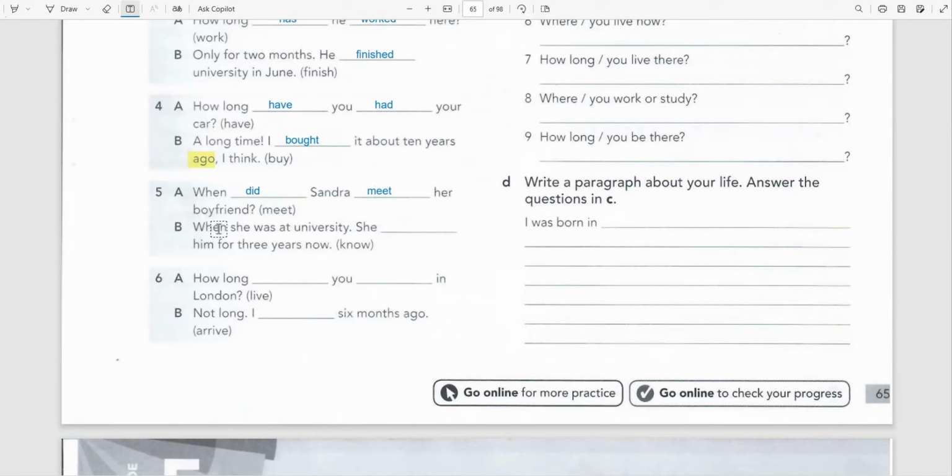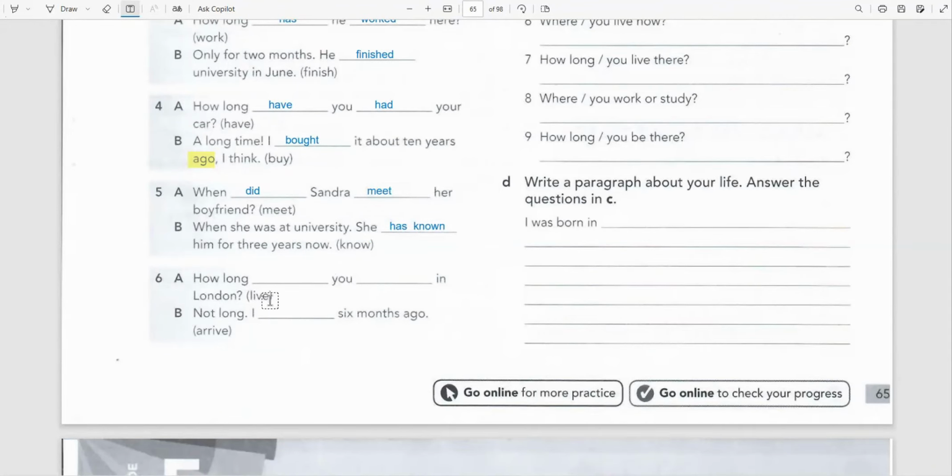No, the answer is when she was at university. Now, we got the word now. For 3 years now. So now for 3 years. That's a period. That means they still know each other. So that has to be put in present perfect. So that will be she has. Past participle of know is known. She has known him for 3 years now.